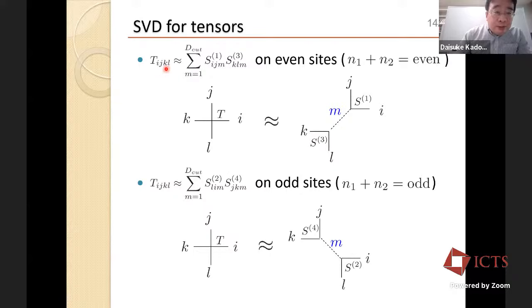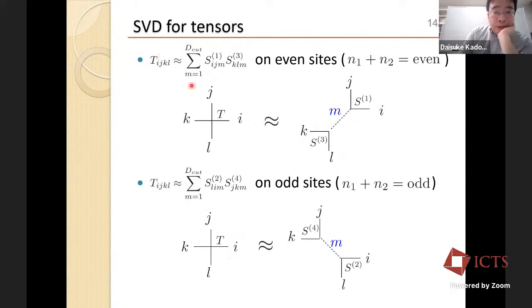So the matrix T is a D square by D square matrix. If i runs from 1 to D, Ij runs from 1 to D square, and KL runs from 1 to D square. So the matrix T is a D square by D square matrix. So actually, M runs from 1 to D square, and the summation is truncated up to D. And so the rank 4 tensor is approximately given by this form using the SVD.